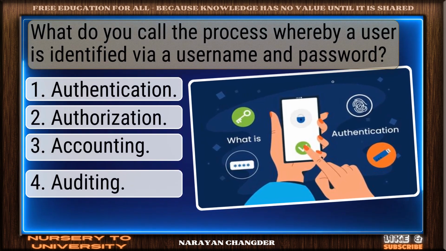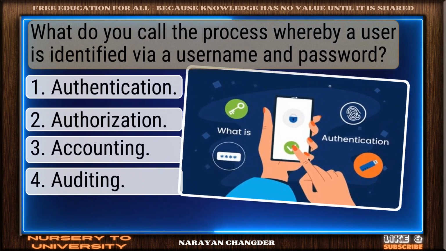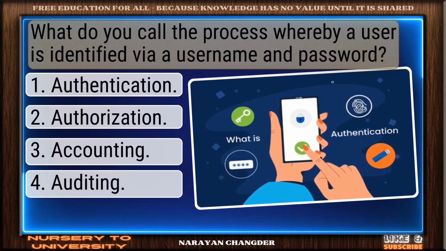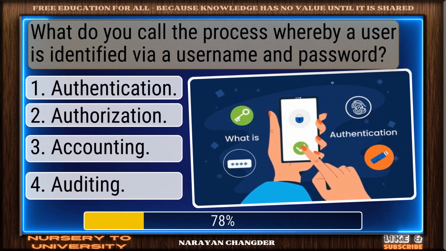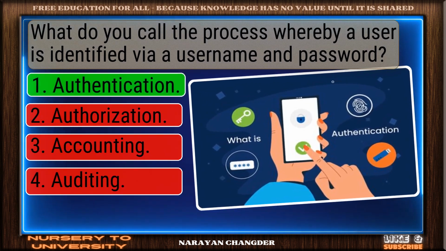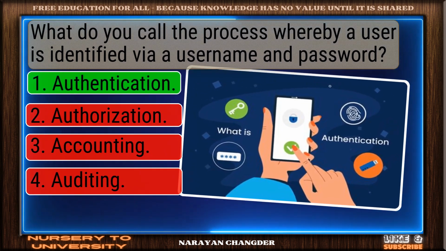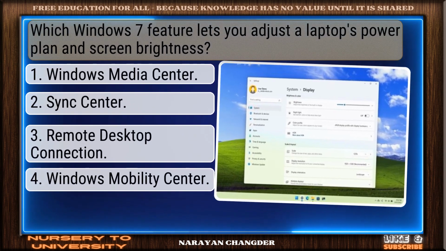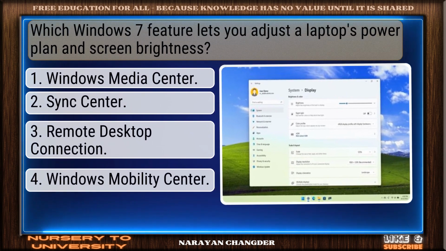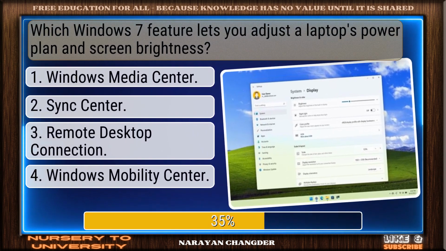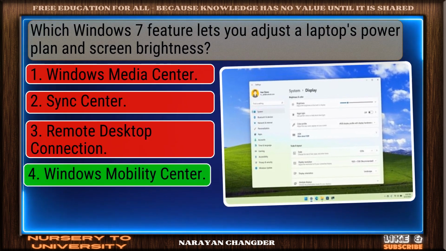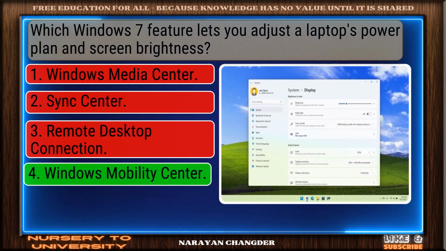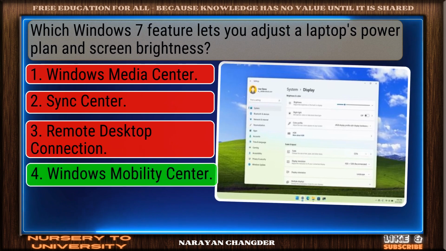What do you call the process whereby a user is identified via a username and password? On track. Authentication is the correct answer. Which Windows 7 feature lets you adjust a laptop's power plan and screen brightness? Nicely done. Windows Mobility Center is a solid answer.